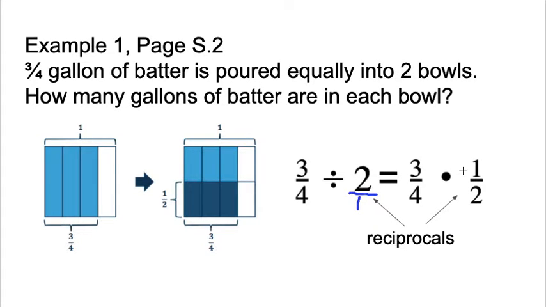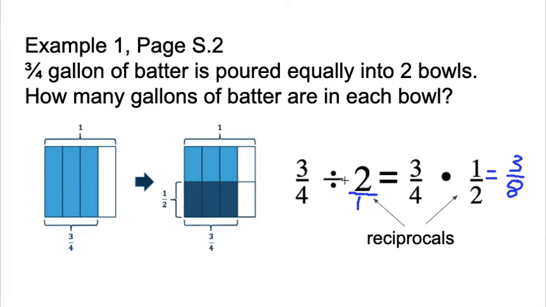And look what happens when we multiply these out. Remember, when we multiply fractions, we multiply straight across. 3 times 1 is 3. And 4 times 2 is 8. So we end up with 3/8 as our answer.